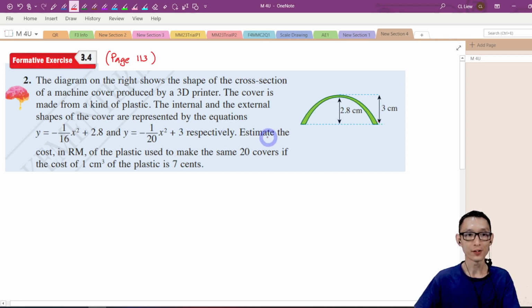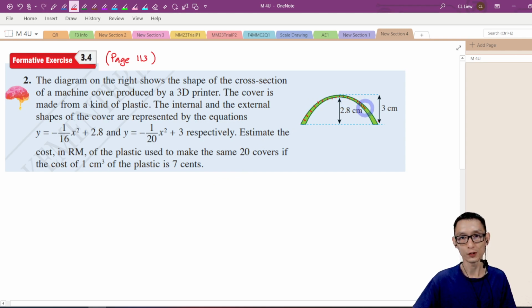Okay, so estimate the cost in RM of the plastic used to make 20 covers if the cost of 1 cubic centimeter of the plastic is 7 cents. So first we need to know the cost of one plastic cover, and then times 20 we will be able to get the final answer, the estimated cost for 20 plastic covers. Okay, so first we need to find the volume here.